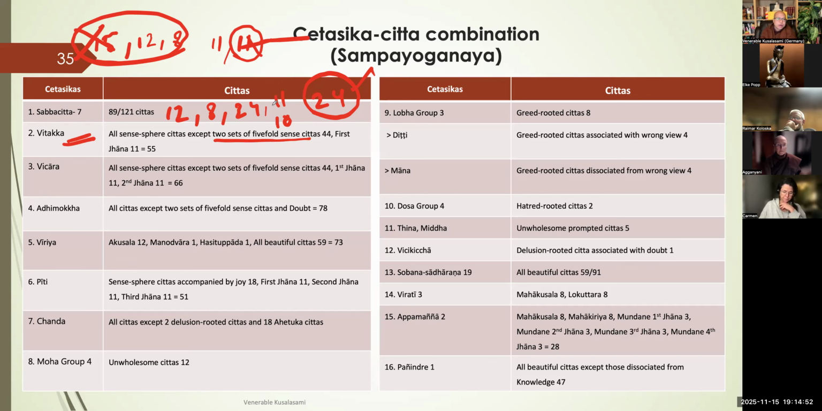So how about Vichara? It is the same as Vitaka. In the first jhana there is Vichara, and in the second jhana there is also Vichara. In the third jhana, there is no Vichara. That's why altogether 66. If I repeat all these, it will take a lot of time, so that's enough.